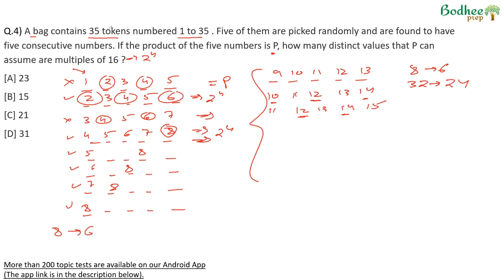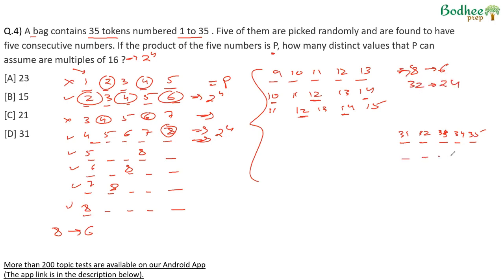But 32 is not the number that we have. The last number that we can go up to is 31, 32, 33, 34, 35. This is the last case that we will have. Now, out of 8, 6 cases were possible. So, out of 32, 24 cases are possible.